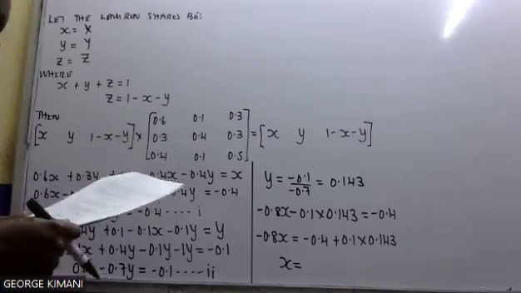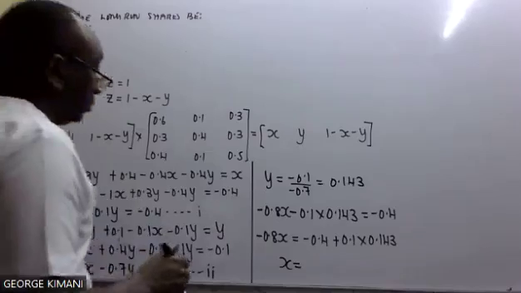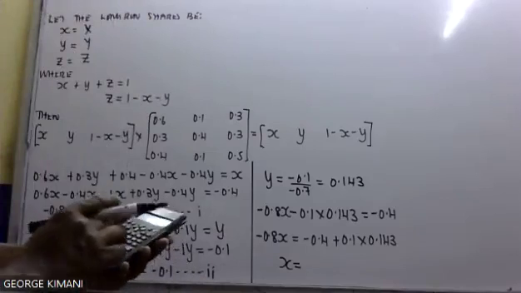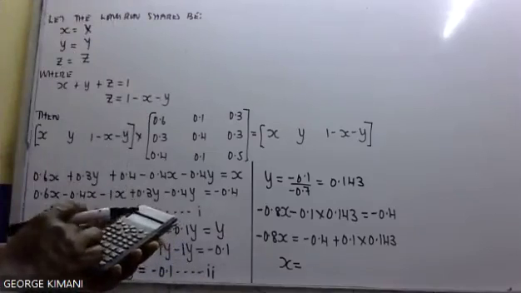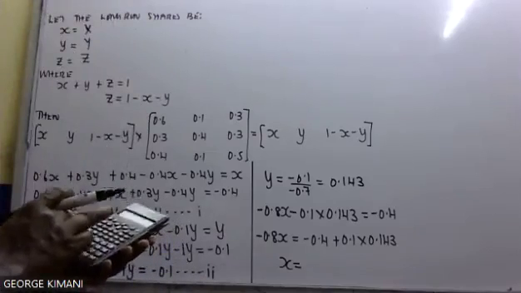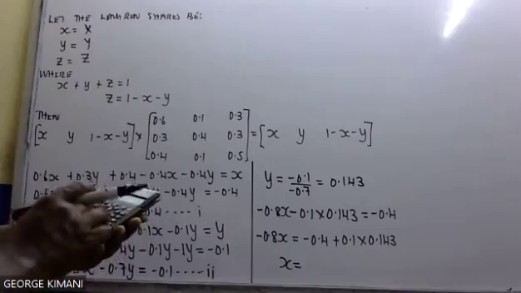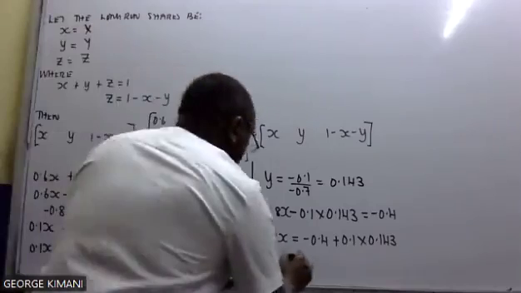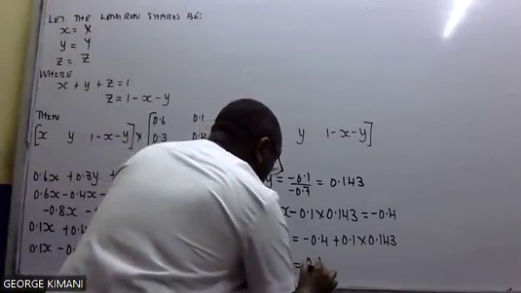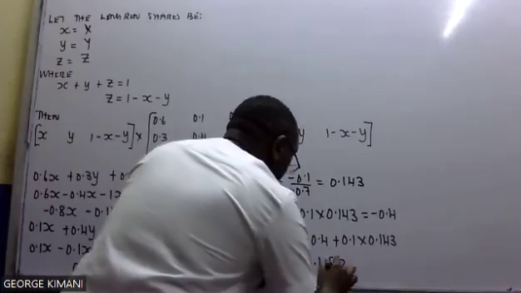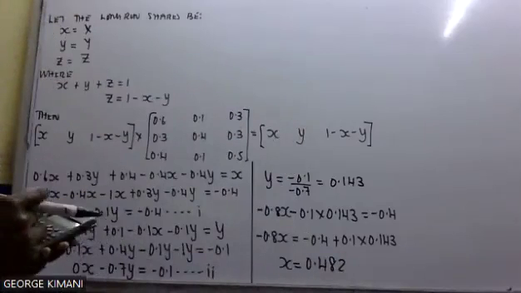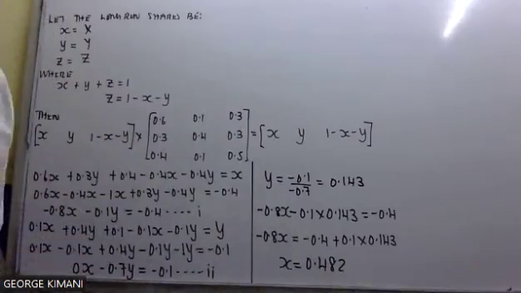So x, are you getting minus 0.482? Let me confirm minus 0.4 plus 0.1 times 0.143 divided by minus 0.8. 0.48. Yeah. 0.4822. Yeah, 0.482. Okay.